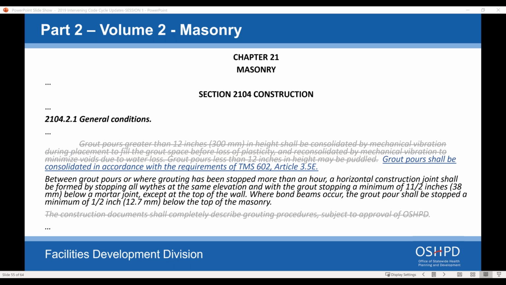Yeah, the next one was on section 2104.2.1. This was related to grout pour. So instead of specifying what needs to be done, we just referred to the TMS section that basically has similar language for that same purpose. And then there was another statement which said the construction documents shall completely describe the grouting procedures subject to approval by OSHPD. And then the public comment found that is kind of unenforceable, so we agreed with that and we deleted that statement from the language. Next.